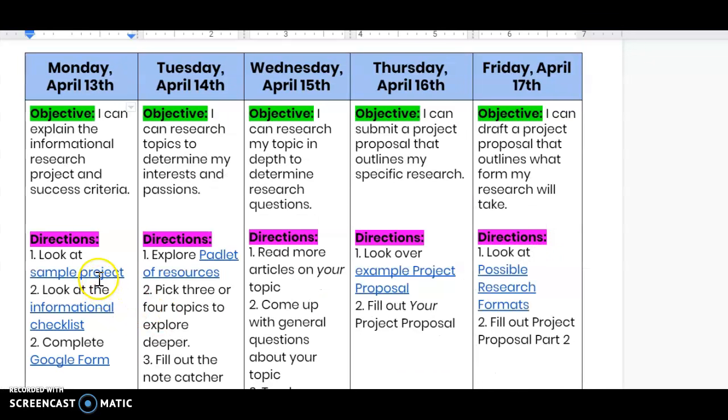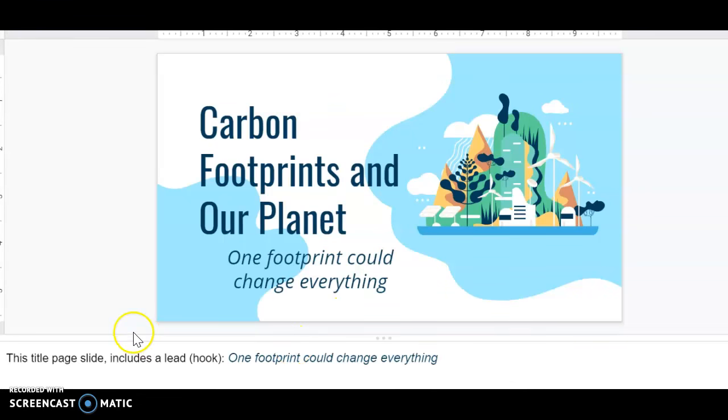If I go back to my calendar and I click on sample project, here is what I'm going to see. I am going to show you this view because there are some notes down here that I would like you to look at as we go through it. This project is a sample project. It's about carbon footprints and our planet. One footprint could change everything. Here you can see that there's already a lead or a hook. That idea of saying, wait, one footprint could change everything, that gets me excited as the viewer, as the reader.